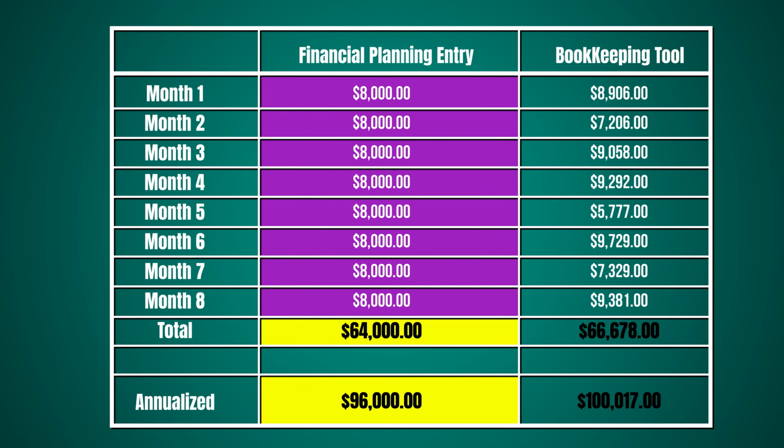It's a level estimate. The problem is most people's spending behavior does not actually function that way. When you actually use a bookkeeping tool for this same hypothetical person, you'll find that their actual spending varies quite widely, and in some cases can exceed or can be less than the actual amount put into the financial planning tool.